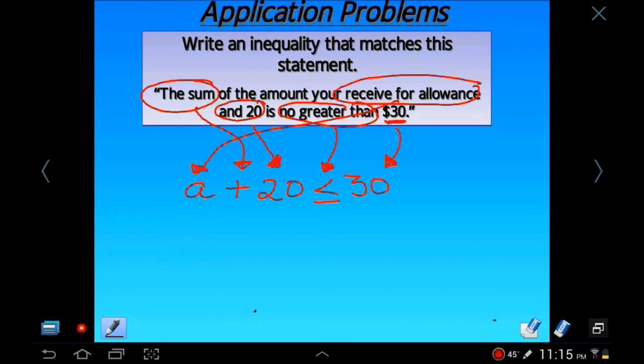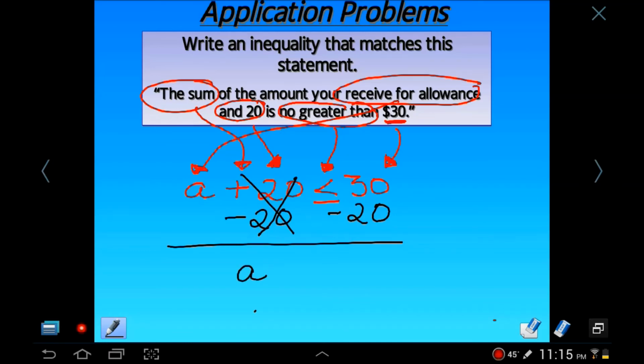Now when we go ahead and solve this, let's do the additive inverse of plus 20. The additive inverse of plus 20 is minus 20. Take that away from both sides. I want to see the work. You guys better show that. Cross out those 20s because those cancel each other out, making 0. And that ultimately leaves an A. And then A is less than or equal to 10. There's your answer. A is less than or equal to 10.